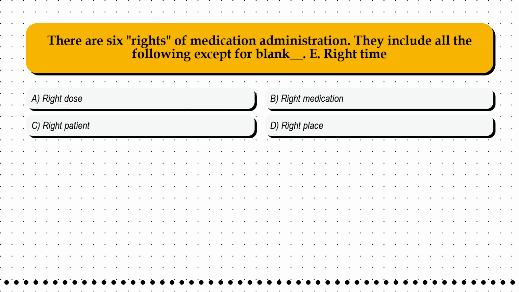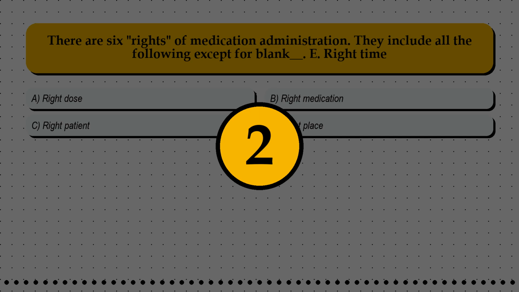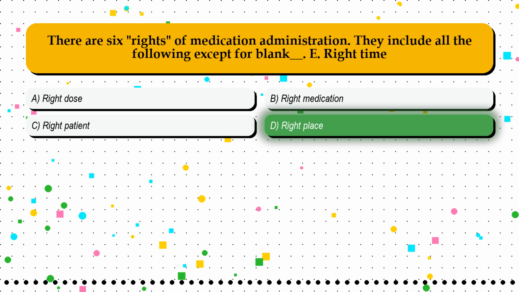Cost. Question 10. There are 6 rights of medication administration. They include all the following except for blank. Option A. Right dose. Option B. Right medication. Option C. Right patient. Option D. Right place. The correct answer is option D.